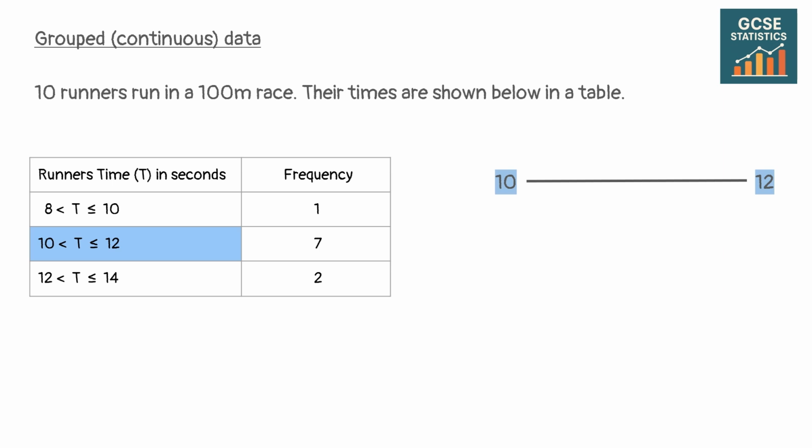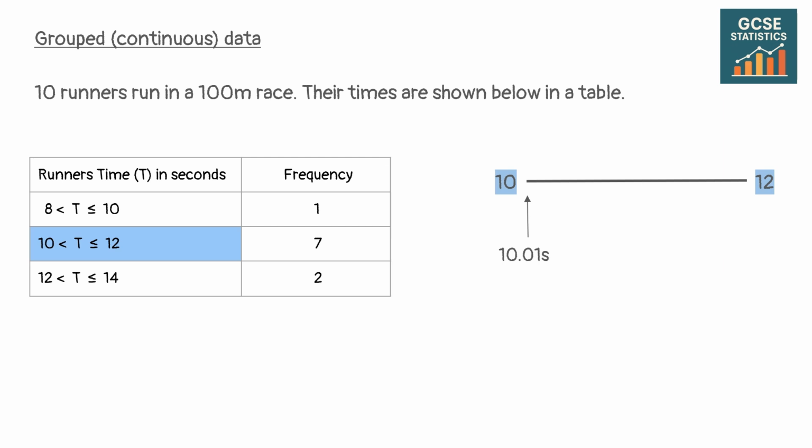Now, time is continuous. If I ran a time of 10.01 seconds, on this scale it will be here. However, as there are infinitely possible values, this is a rounded figure. I should point out that this is allowed. I'm just highlighting why the table is more widely used.